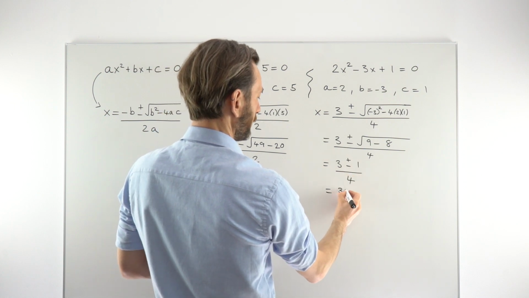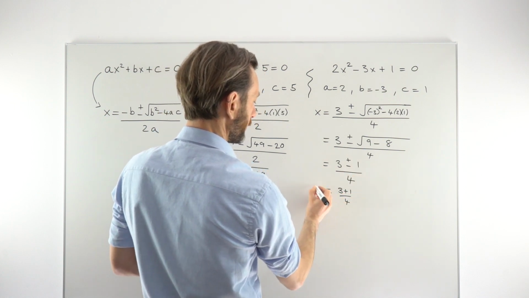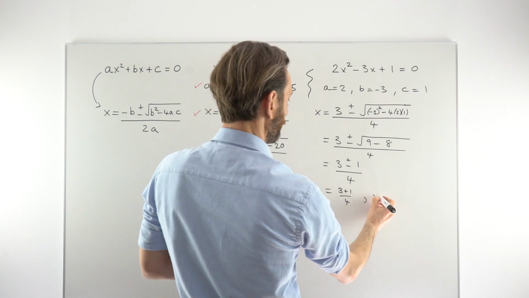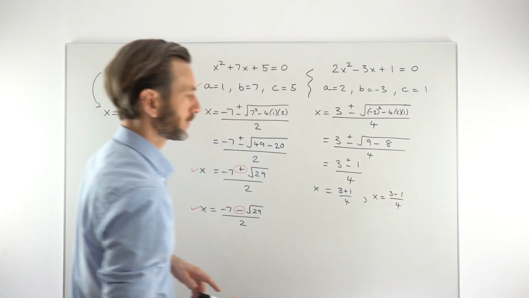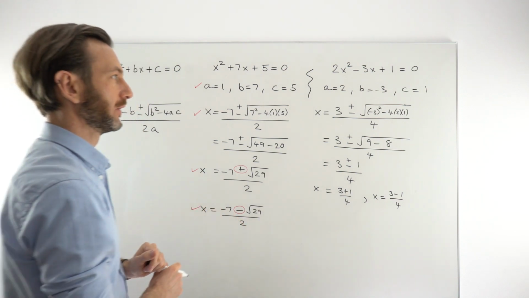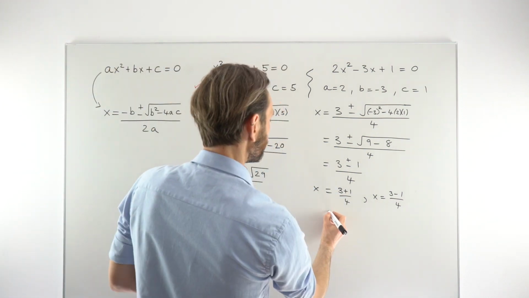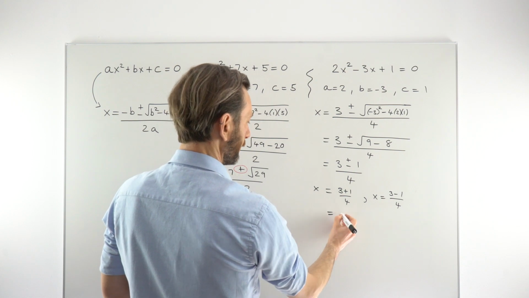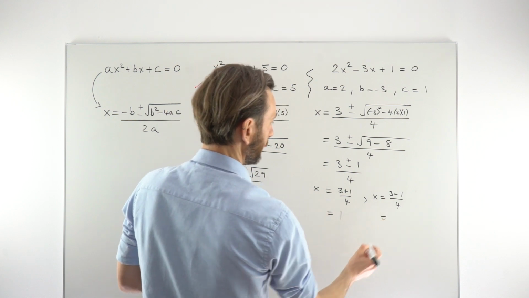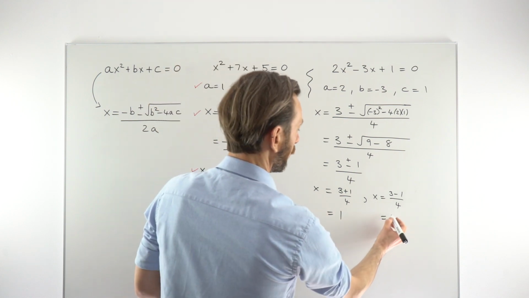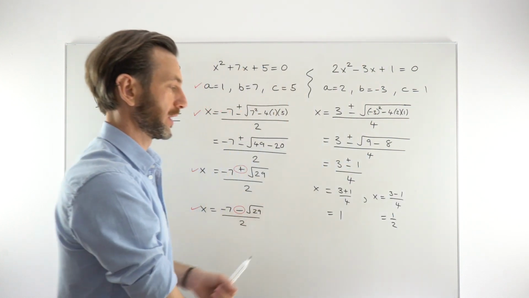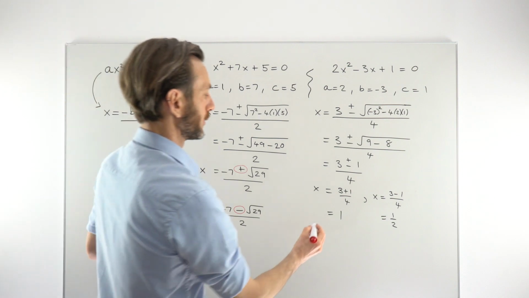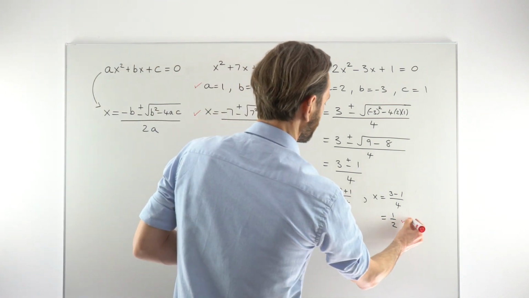1, so 3 plus 1 over 4, that's one solution. The other solution will be 3 minus 1 over 4, and those can obviously be processed manually because they're quite easy numbers. 3 plus 1 is 4, divided by 4 is 1, and 3 minus 1 is 2 divided by 4. 2 over 4 is 1 over 2. So in that case, we were able to process them manually and just get our final solutions like that.